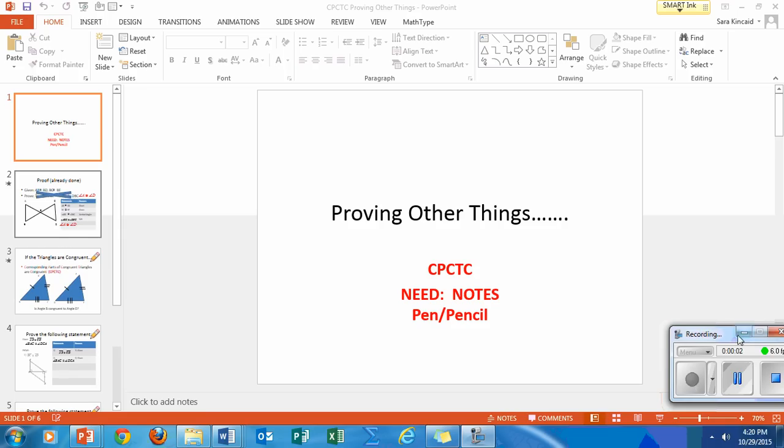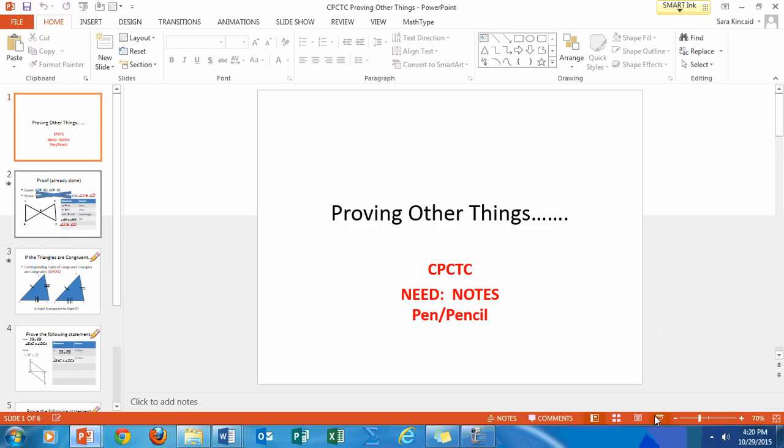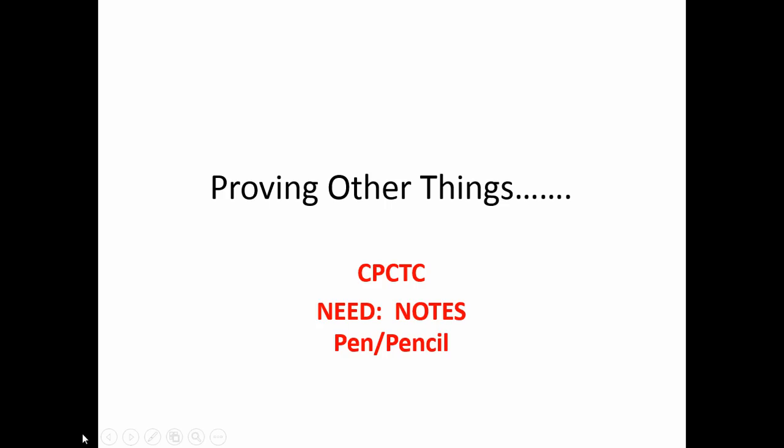Hello, ladies and gentlemen. Today we are going to take a look at other types of proofs that you can have involving congruent triangles. So basically, we're going to be proving other things besides just the fact that the triangles are congruent, but we're going to use our congruent triangles to help us do that. So we're going to be proving other things today. This is otherwise known as the special thing called CPCTC. You'll find out in a minute, okay?